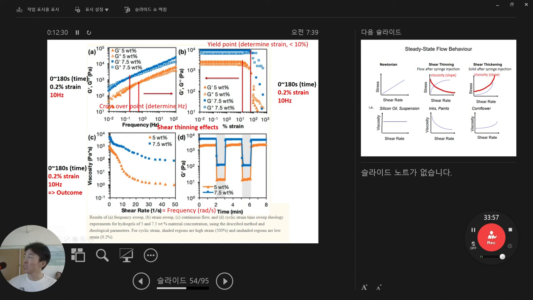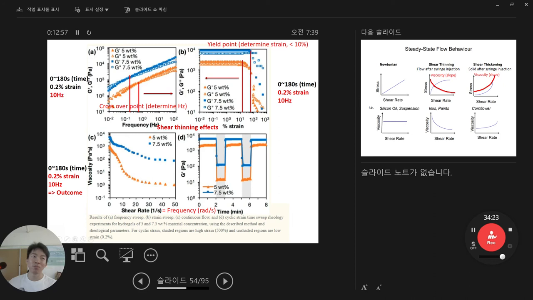And then after determining the frequency, now you can change the strain. This strain you originally obtained from the literature. This is not perfect, so this time you can change the strain. So you can do a strain sweep. And then from the strain sweep, you can see G prime go down. What is the meaning? This is the yield point. The gel starts to break down from the high deformation.